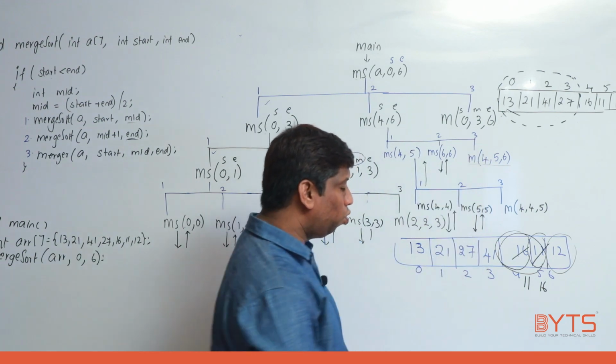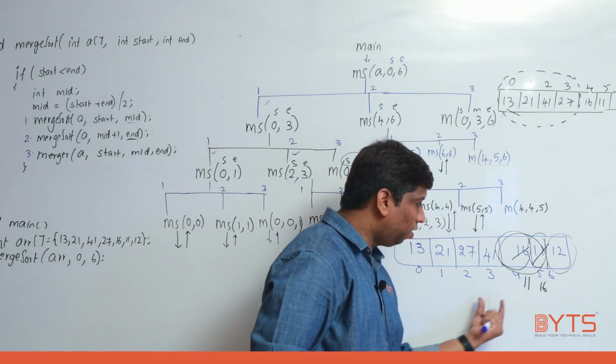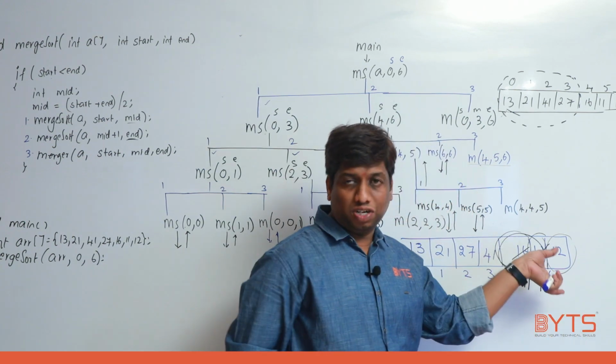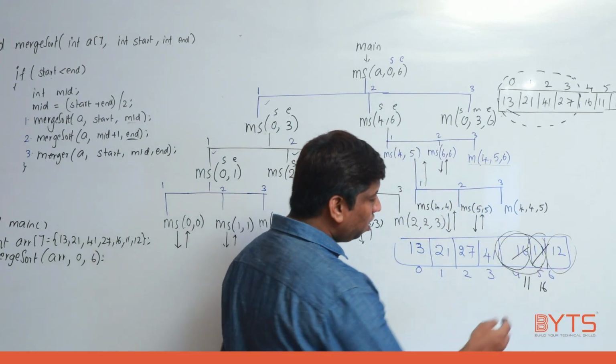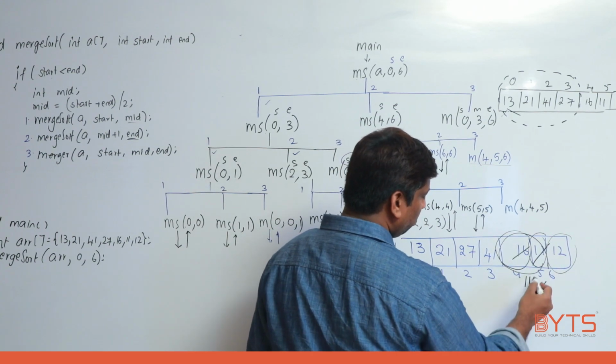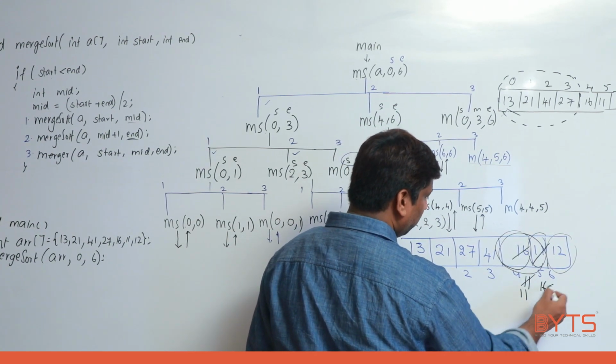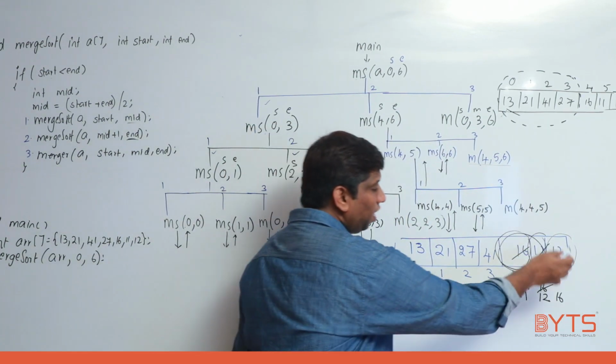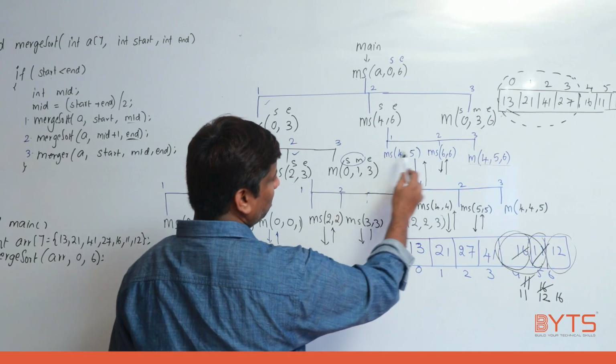Then what will merge do? This array is split into the left array. This array is split into the right array. And both the left array and right array are merged again. Means after all, these values are replaced with what? First value will be 11. Next value will be 12. Next value will be 16. Right? So this entire array is sorted. Now first line, second line, third line completed.